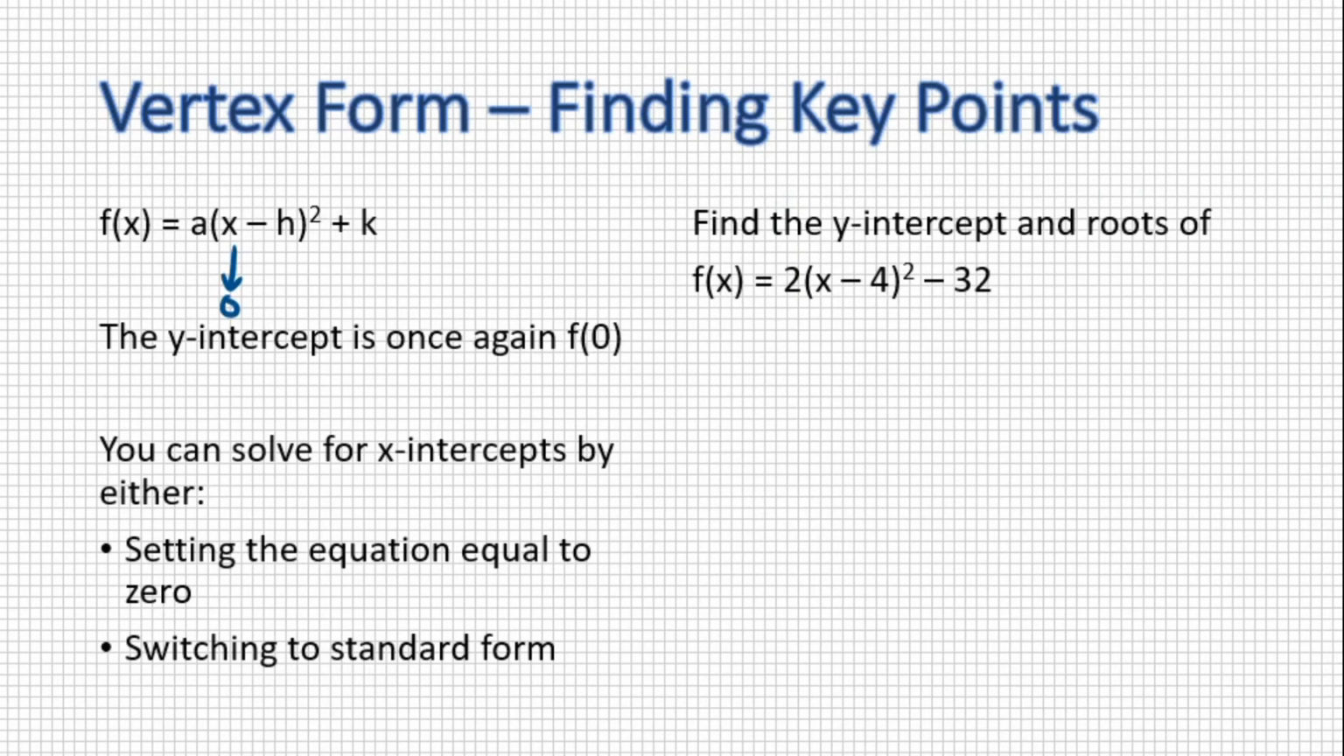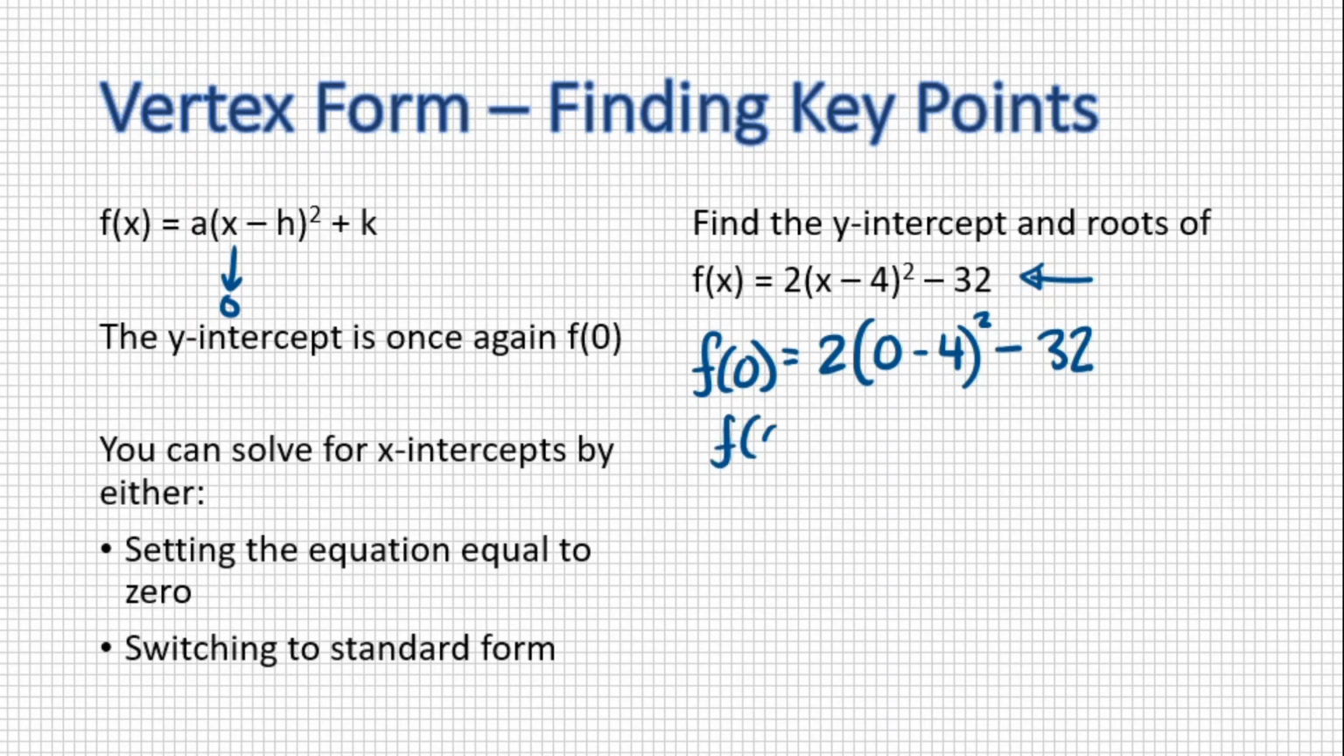The x-intercepts are a little more complicated. You can expand to standard form and factor or use the quadratic formula. That's a lot of work. Or you can set the equation equal to 0, so have 0 equals your vertex form equation, because that will tell you where the graph is crossing the x-axis. So let's do an example here. If I want to find the y-intercept, I'm finding f of 0, 2 times (0 - 4) squared minus 32.